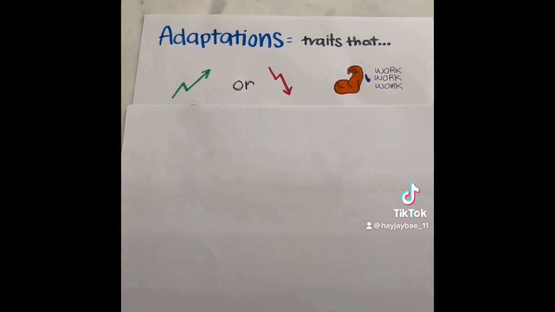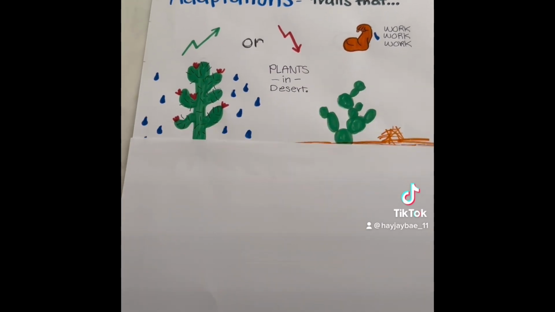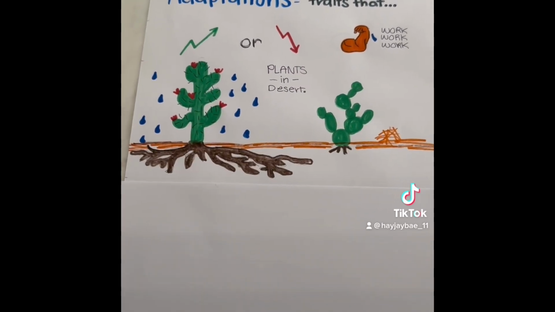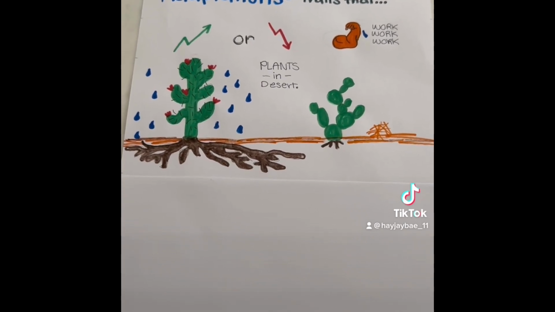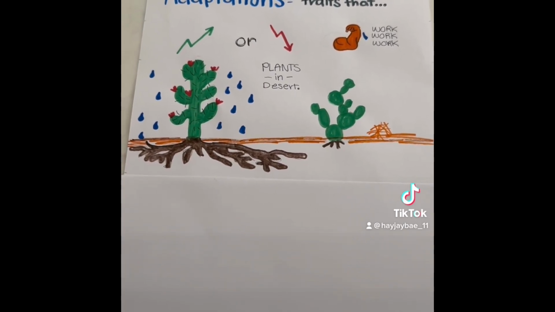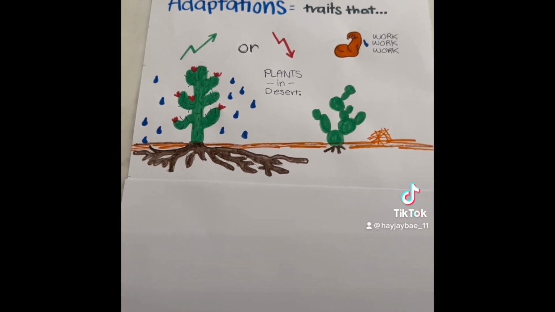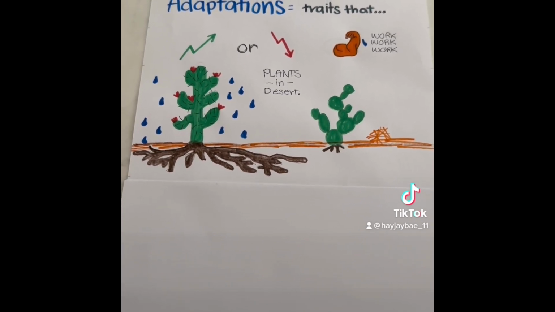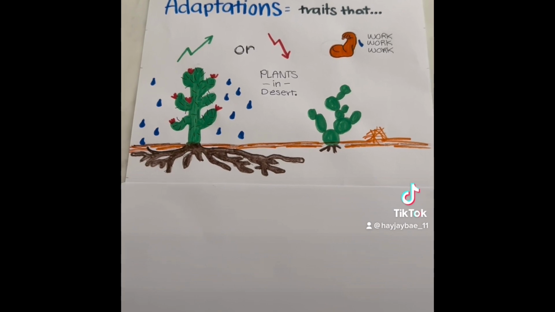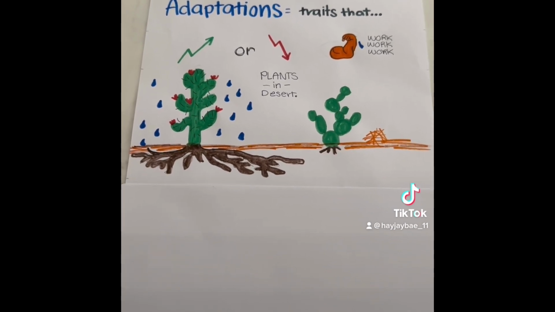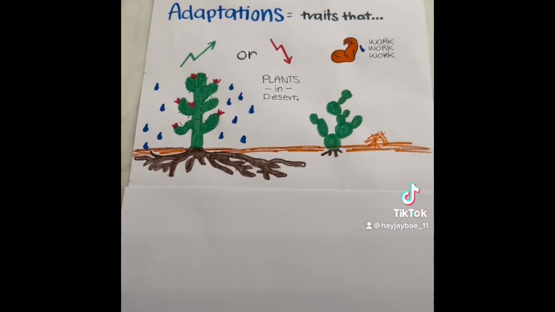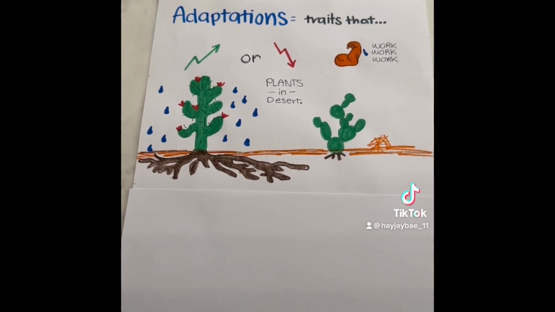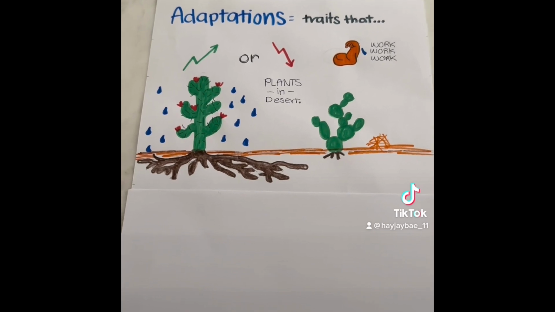In this example, we have plants in a desert. The desert is very hot and these plants both need to adapt, but they adapt in different ways. The plant on the left grows longer roots to reach out for more water during rainstorms, and the plant on the right has waxy leaves which retain water and prevent the plant's water from evaporating from the heat. Both these plants are adaptations, just in different ways.